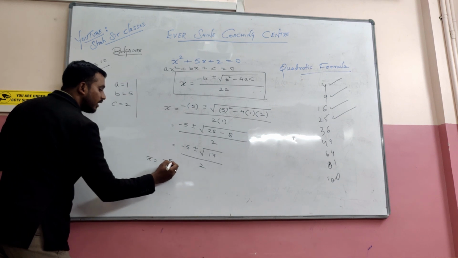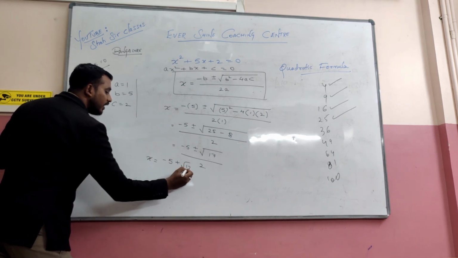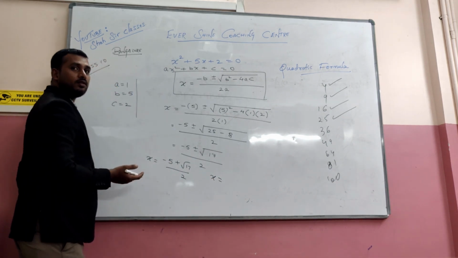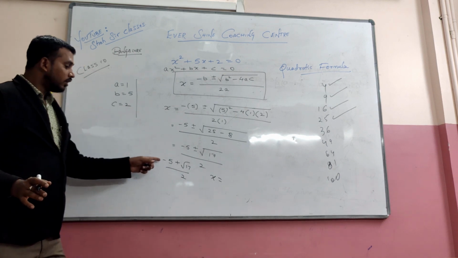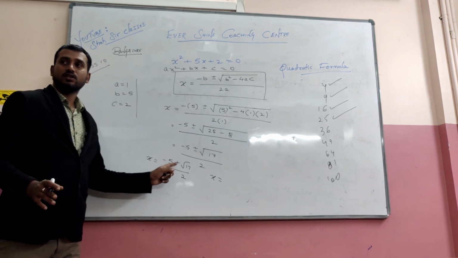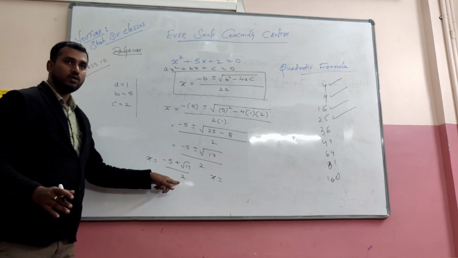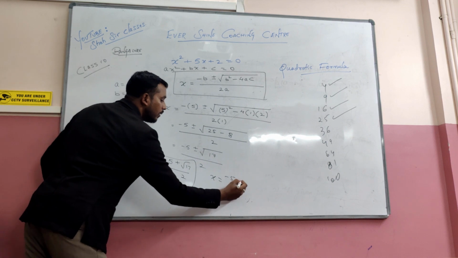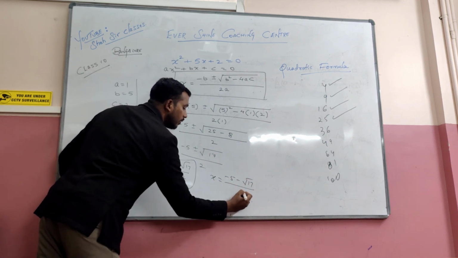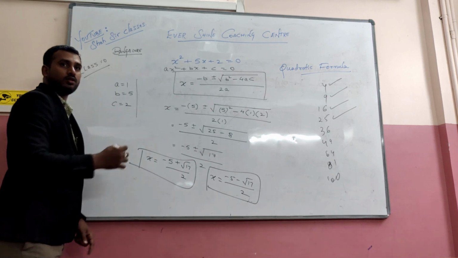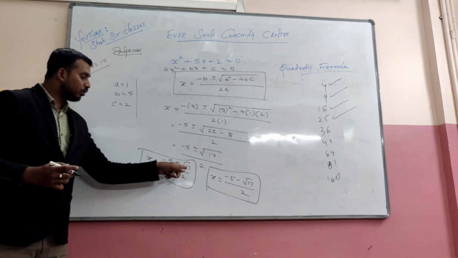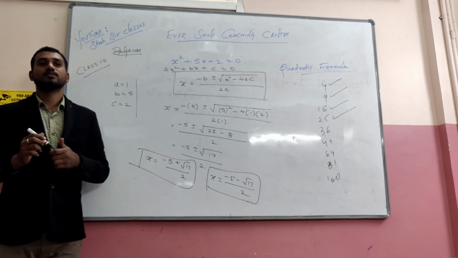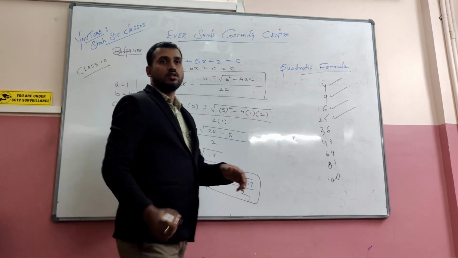x equals minus 5 plus root 17 by 2. This is the first root, and x equals minus 5 minus root 17 by 2. This is the second root. Plus or minus, right? One is plus root 17, the second is minus root 17. Understood? Good. Copy down.